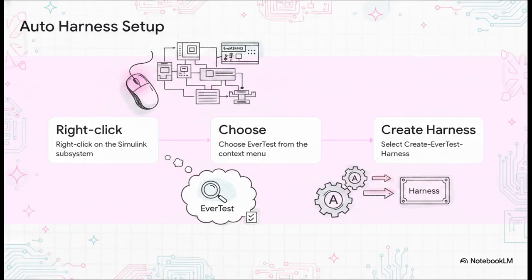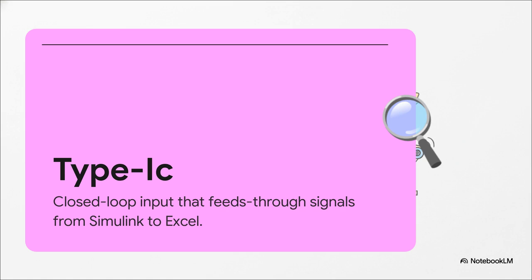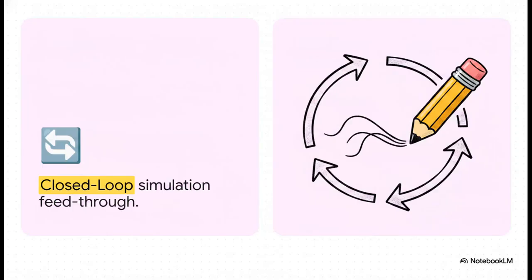Watch this. You literally just point EverTest at any subsystem, click once, and boom, harness generated. It instantly reads your interfaces, automatically whipping up source and sync blocks, plus an Excel spec. Got complex sequences? The Typic closed-loop setup just feeds through and documents those signals right from Simulink. Or, switch to an open-loop simulation so you can manually tweak that newly recorded data.